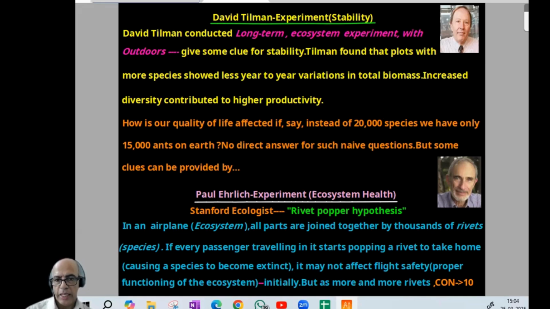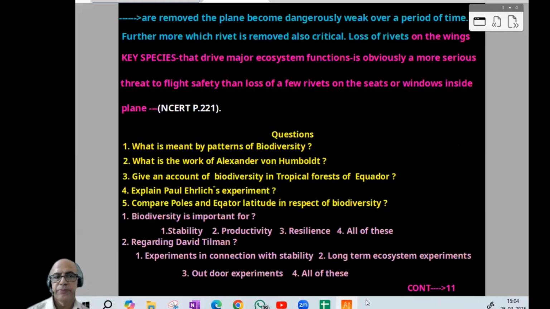But as more and more rivets are removed, that is the interesting thing, the plane becomes dangerously weak over a period of time. Furthermore, which rivet is removed is also critical. Loss of rivets on the wings, equivalent to key species that drive major ecosystem functions, is obviously a more serious threat to flight safety than loss of a few rivets on the seats or windows inside the plane. This is a line given by NCERT: the rivet popper hypothesis by Paul Ehrlich.